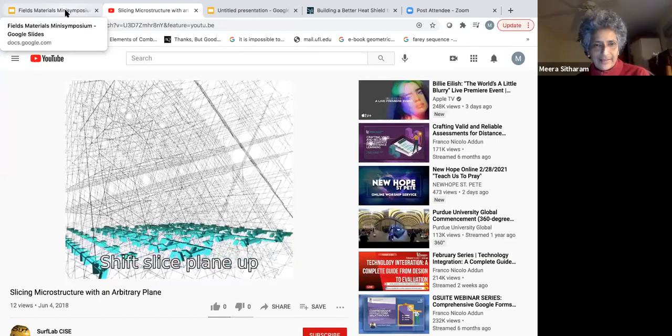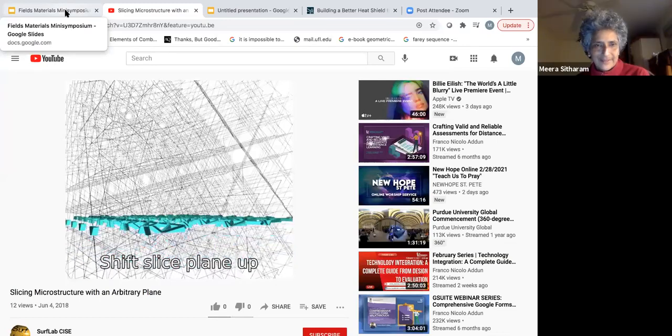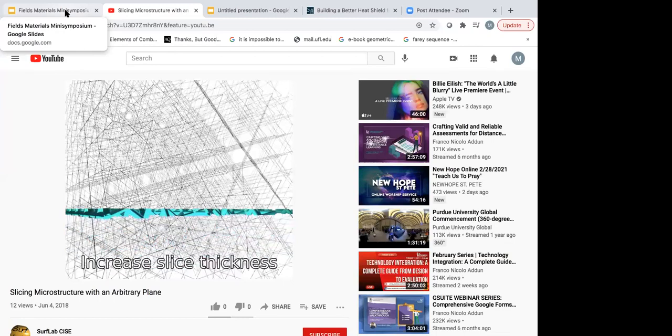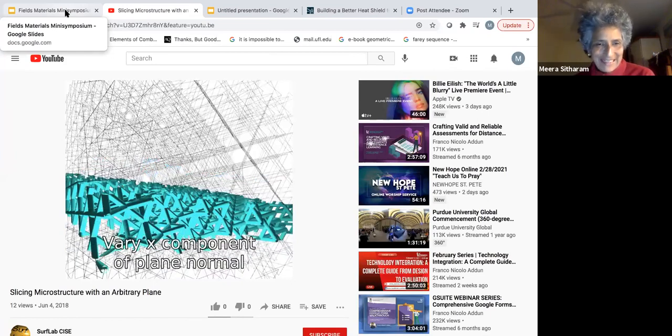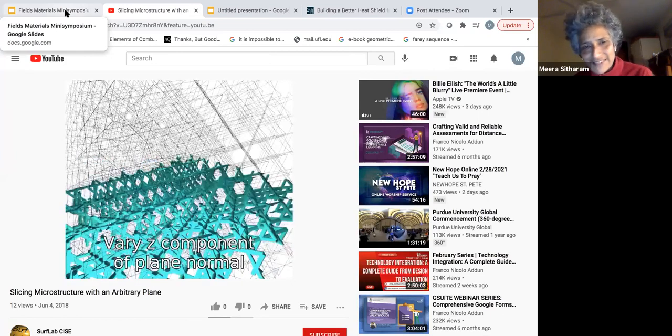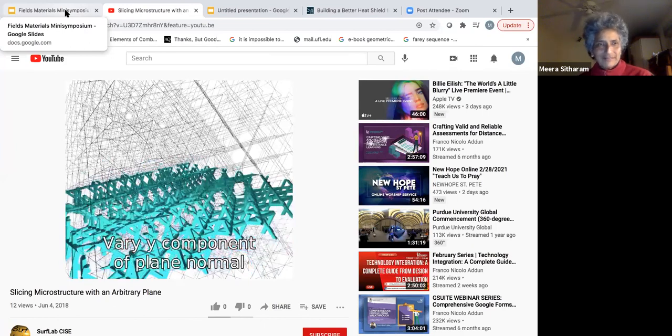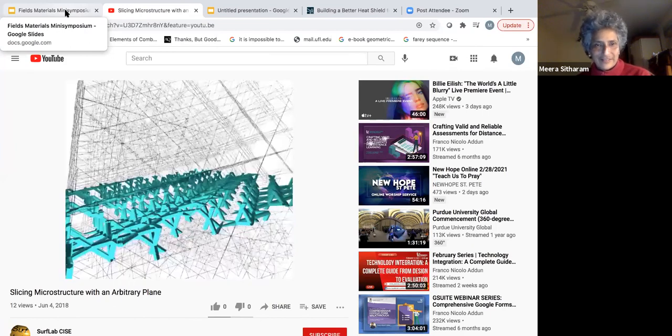So it's all done in real time, essentially. It's printing, so to speak, in real time. And you can change the slice plane whichever way you want. It doesn't make any difference.